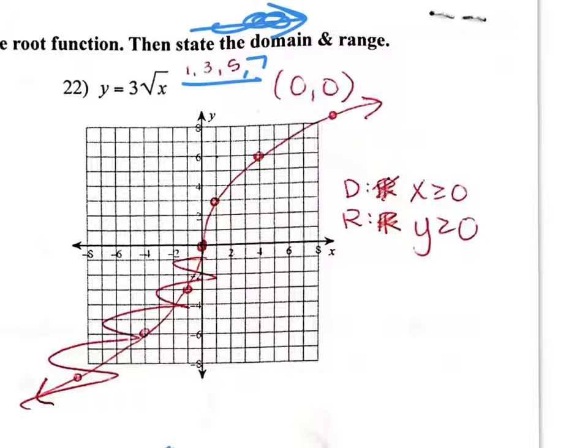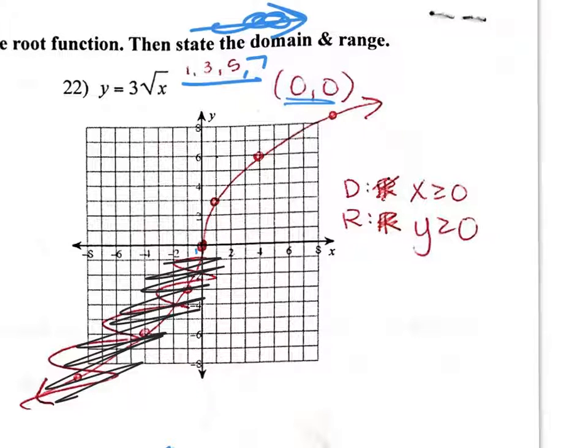Question 22, square root, all right, and this is starting at 0, 0. So I started at 0, 0 here. And now this time I have a 3. So I'm still going to use the pattern 1, 3, 5, 7, but now I'm going to go up 3 over 1, up 3 over 3, up 3 over 5. The other, and there's not another direction. See, I keep messing myself up. I only go one direction for square roots.